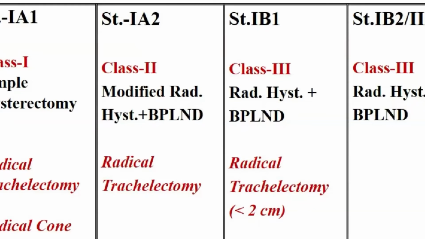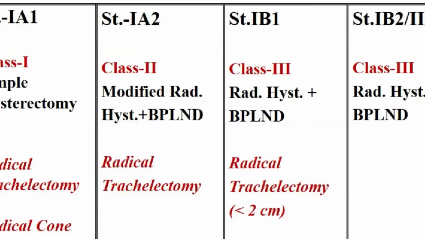In stage 1B1, you can go for radical hysterectomy and BPLND, that is the type C radical hysterectomy, or you can go for radical trachelectomy for fertility sparing, in case the size is less than 2 centimeter. In stage 1B3, where it is more than or equal to 4 centimeter, you have to go for concurrent chemo radiation.